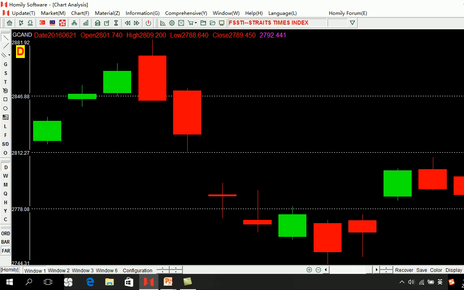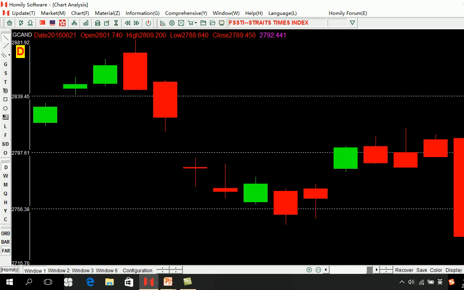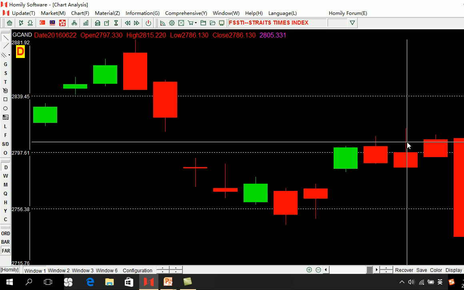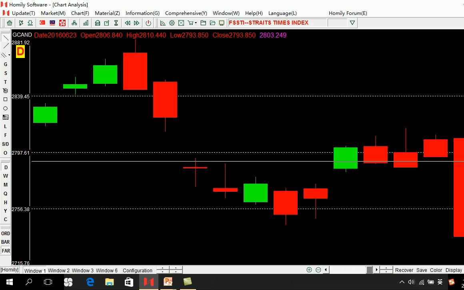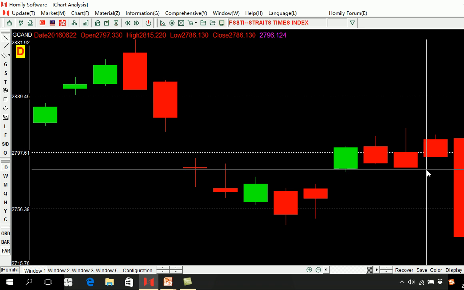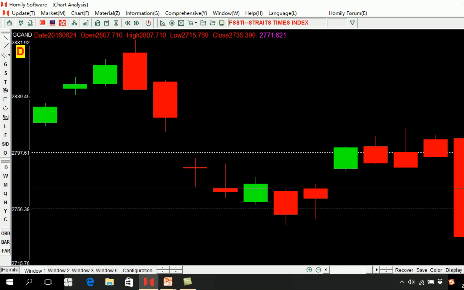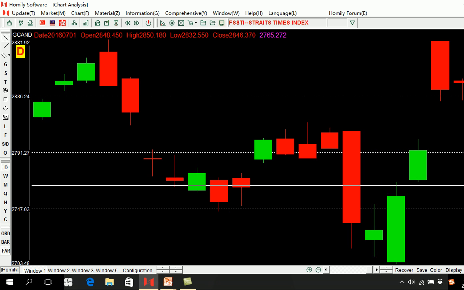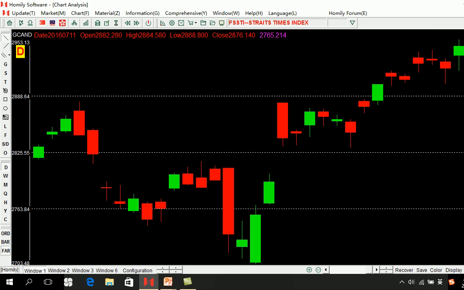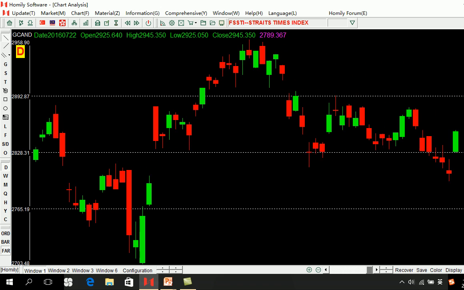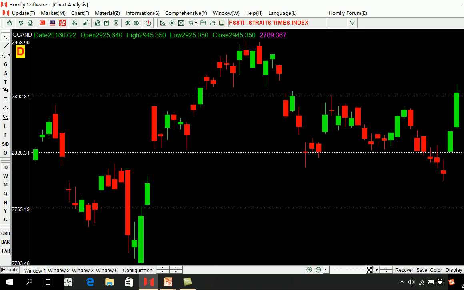Then we can see this one. This is the high point, right? Because the high price is higher than the previous one and the next two candlesticks. So this is the high point. Then 1, 2, the low price should be lower. So this one, 1, 2, 3. So the market had some rebound again. So if you want to calculate the market, you can know that.